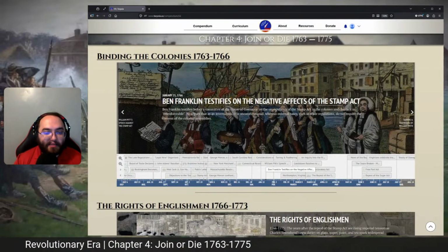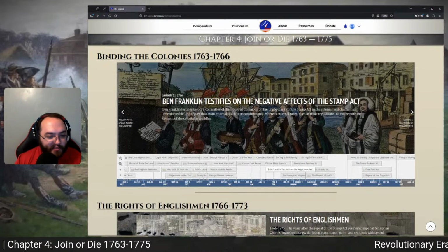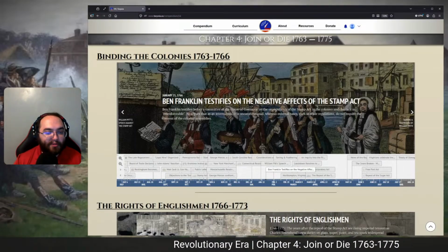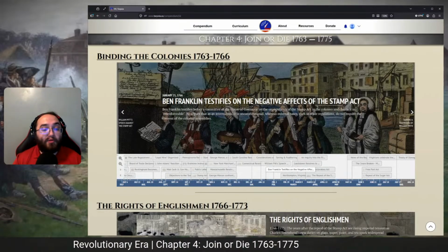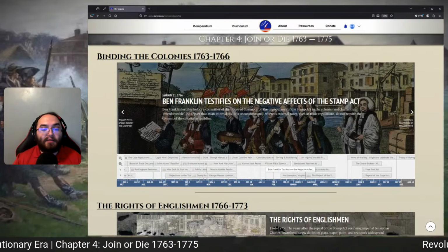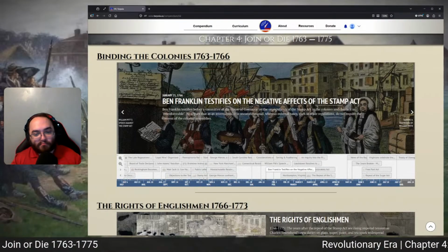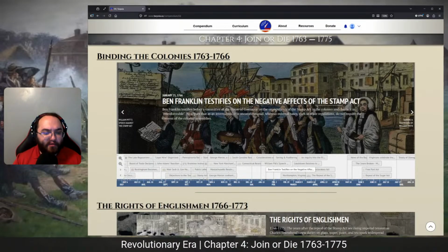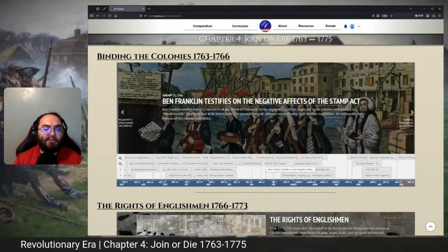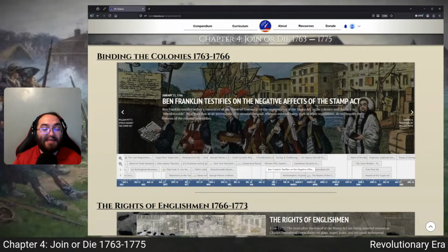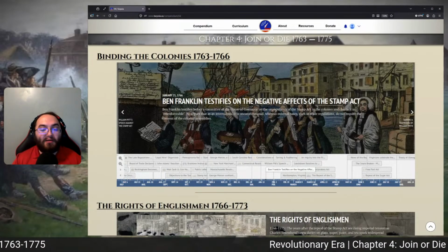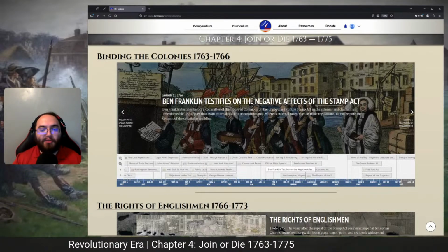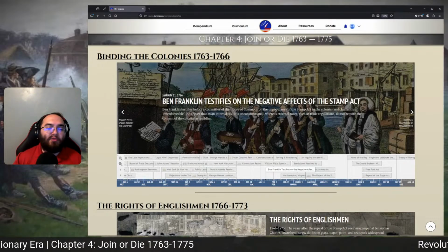Ben Franklin, he is in England at this time. He's living in London, and he is going to represent the colony of Pennsylvania. And so he testifies before the committee of the House of Commons on the unpopularity of the Stamp Act in the colonies and claims it is unenforceable. He argues that as an internal tax, it is unconstitutional, whereas external taxes, like the duties, such as trade regulations, do not require the consent of the colonial assemblies.